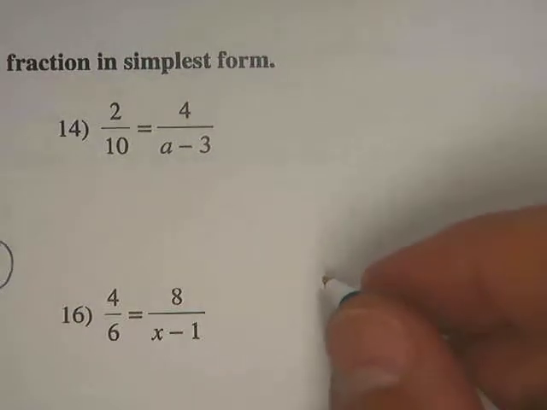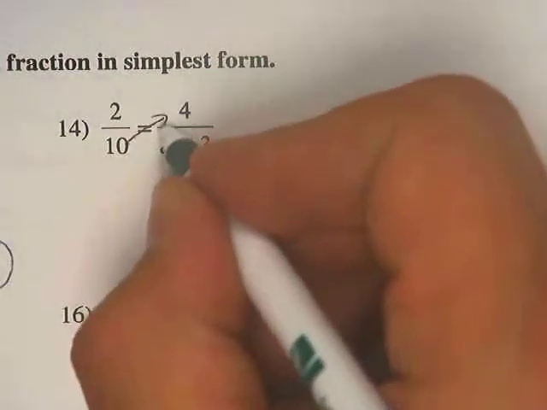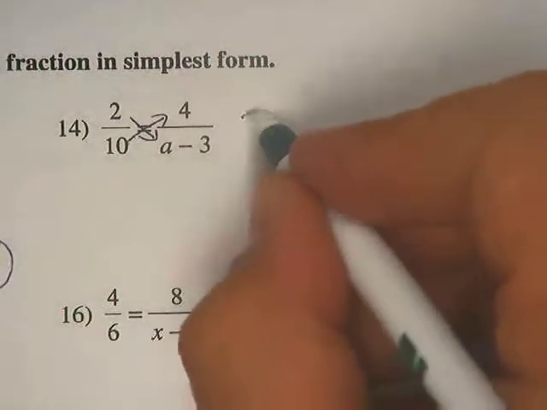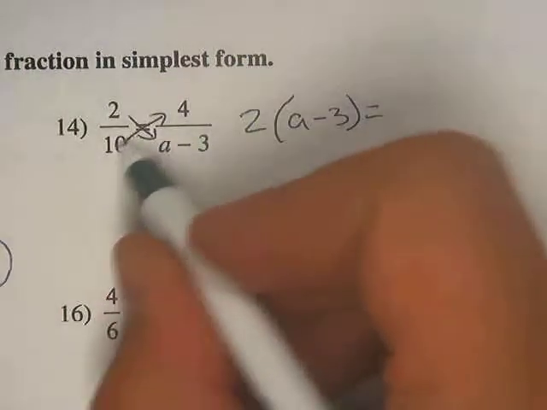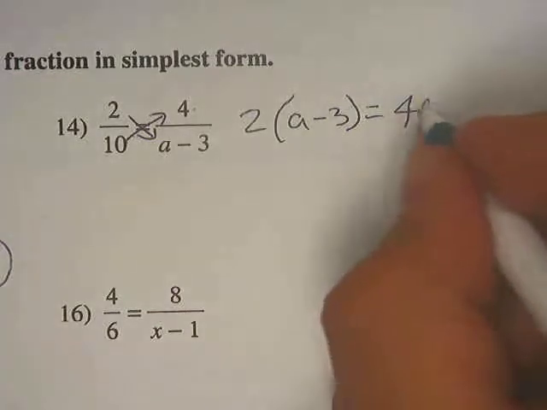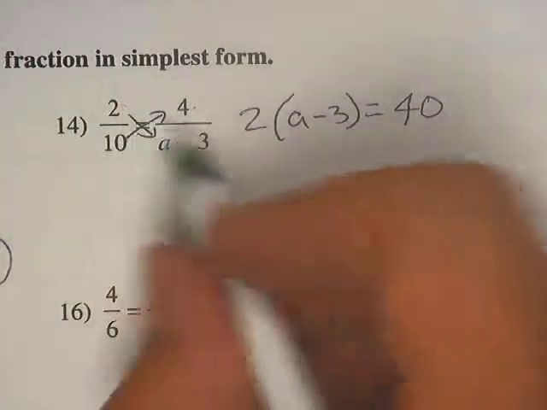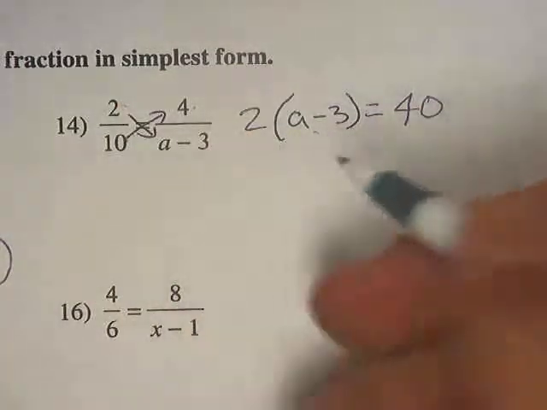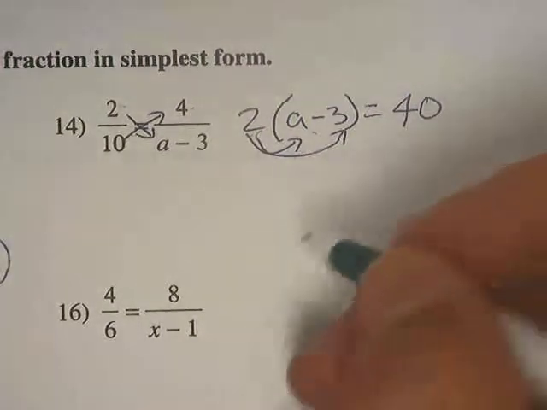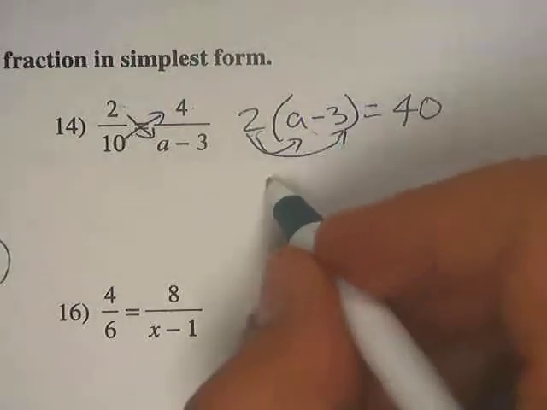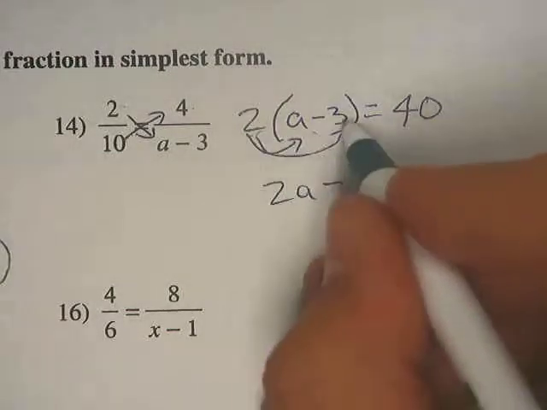Let's try one more of those. Remember, pause this any time. If you need help, go back over, rewind, whatever you need to do to learn this. So, cross multiply here. We have 2 times parentheses a minus 3 is equal to 10 times 4, which is 40. Remember, always remember, keep the parentheses around this a minus 3.